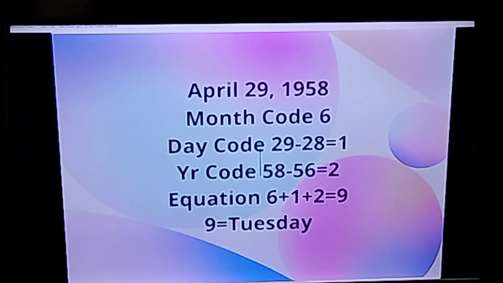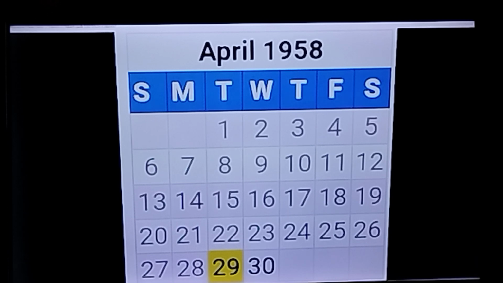So if you got a Tuesday, you got it right. So the month code for April is a 6. We take the date, 29, subtract it from 28. You should know by now why we do this. We get day code 1. We take the year 58 and subtract it from 56 and we get 2 for the year code. Our equation is 6 for the month code, 1 for the day code, and 2 for the year code. We get a 9, and 9 falls into the Tuesday column, and April 29th, 1958 was on a Tuesday. And here's the proof that April 29th, 1958 fell on a Tuesday.